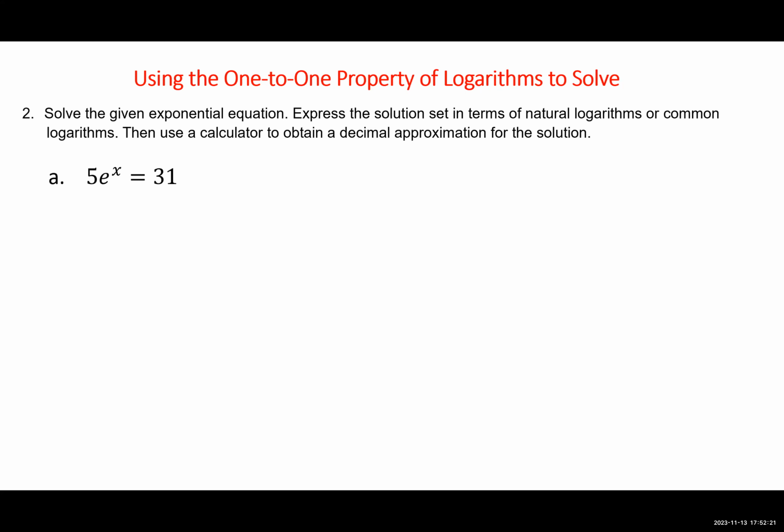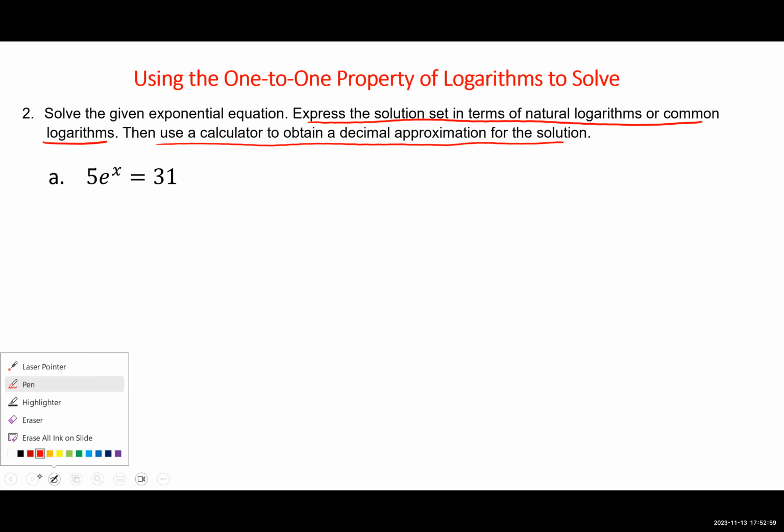And in this one, the directions explicitly state to do what we just did in the last problem. Express the exact solution in terms of natural logs or common logs, and then use a calculator to obtain a decimal approximation. Now, I don't say exactly how many places to round to. When you're doing the homework, the directions will be more specific, round to 3 places or round to 4 places, either way. Okay, so we got 5e to the x is equal to 31.